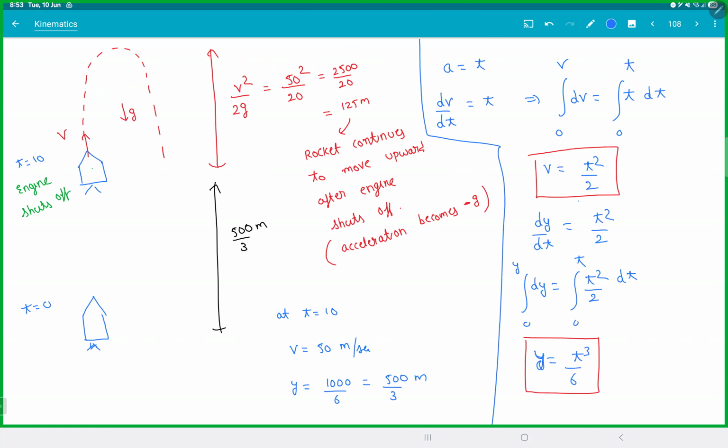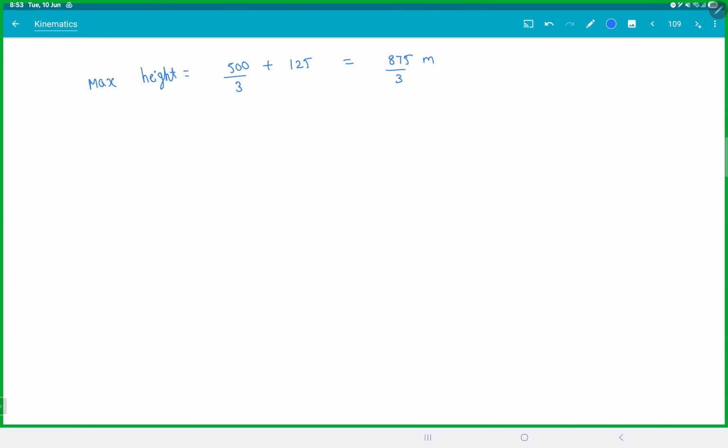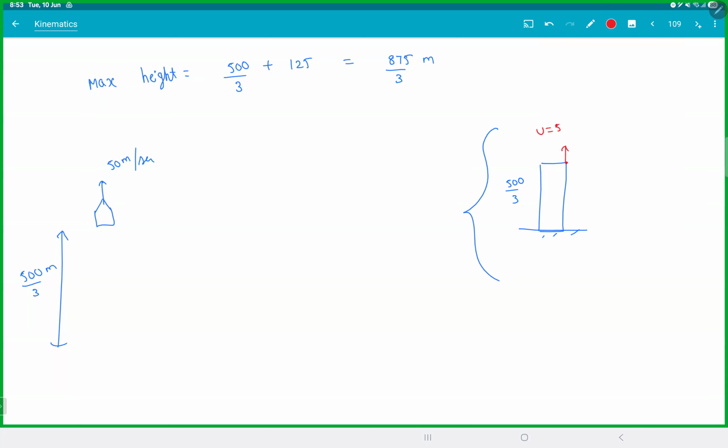How do you find the time of flight? Now look at this thing. Now this whole question has become like this. The rocket, after 10 seconds, is at a height of 500 by 3 meters, and the rocket's speed is 50 meters per second. Doesn't this question look like this? We have a building of height 500 by 3 meters. A particle is projected vertically up with a speed of 50 meters per second. Find time of flight. Isn't this the same question which we did before?